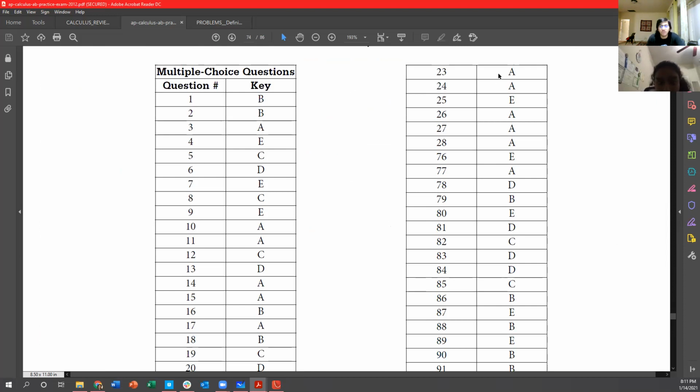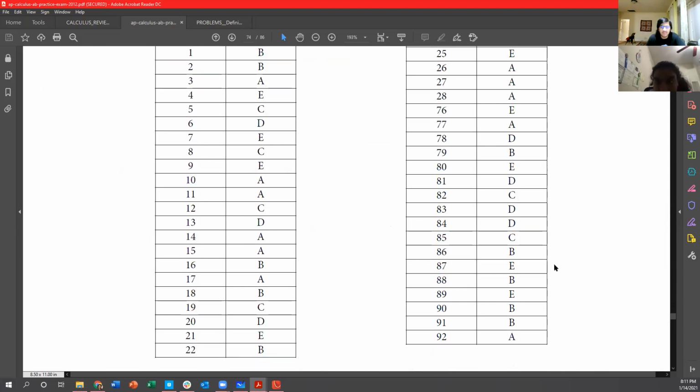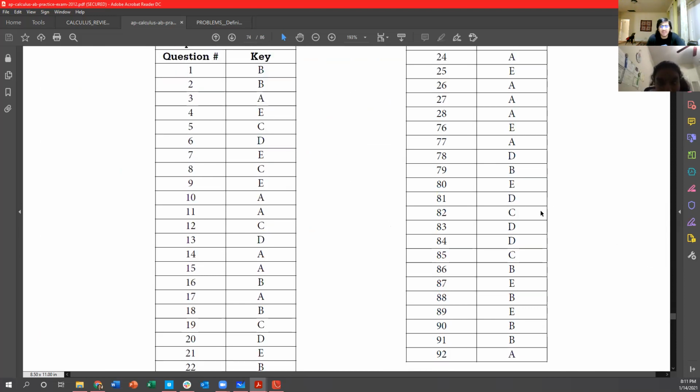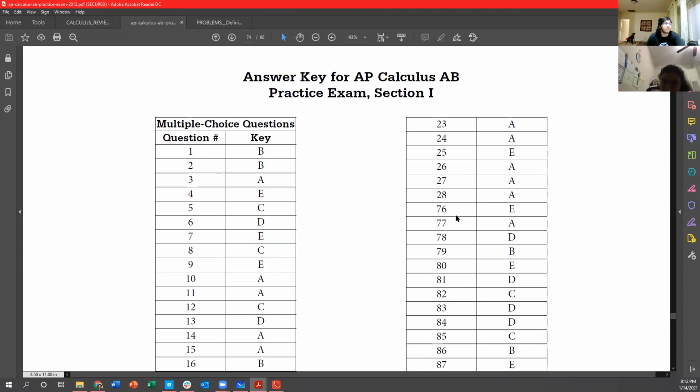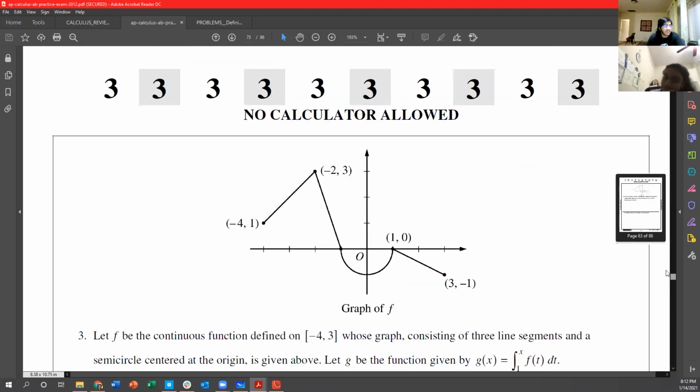Yeah. 23 is A, 25 is E. I think she missed number 24, but that's okay. Or maybe we skipped it. No, I think we skipped them. Okay. So 76E, 77A, 78D, 79B, 80E, 81D, 82C. Yeah, that's all. Correct? Great, perfect. So we've done all of the calculator problems.